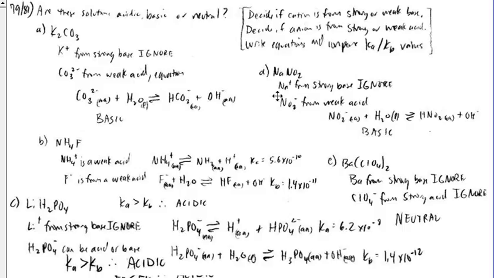Part D, the Na gets ignored. The NO3 is from a weak acid, so it's going to act like a base, so this one should be basic. Part E, you're going to get a neutral solution. Both Ba and ClO4 come from strong things.